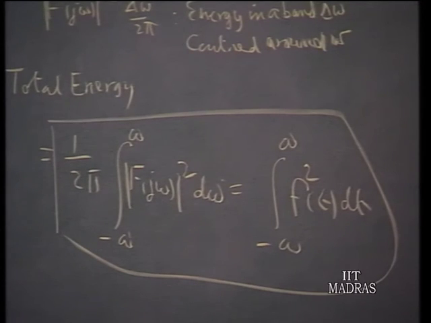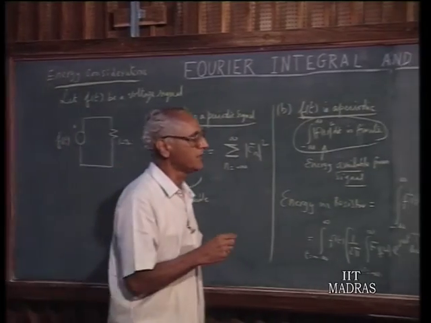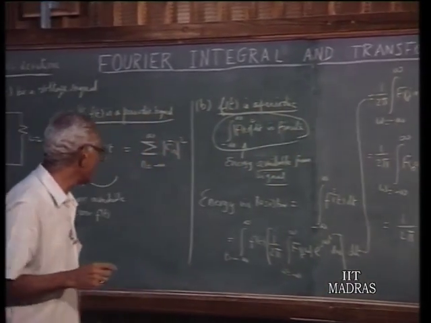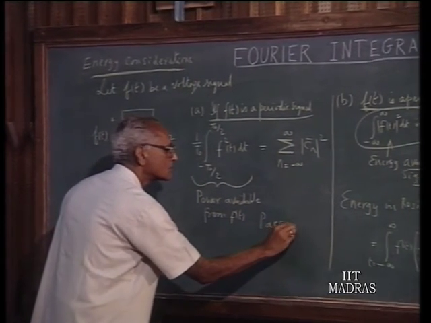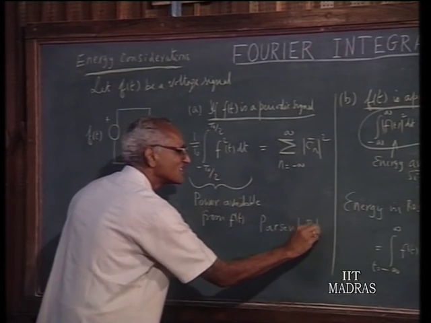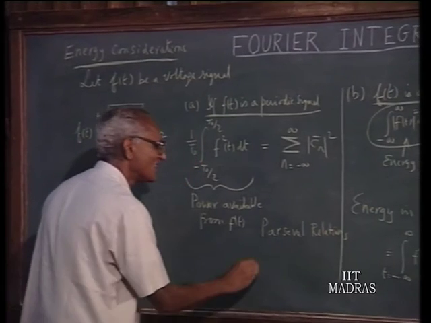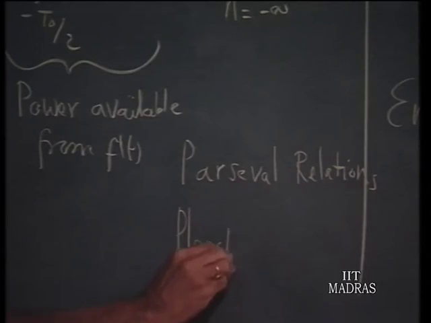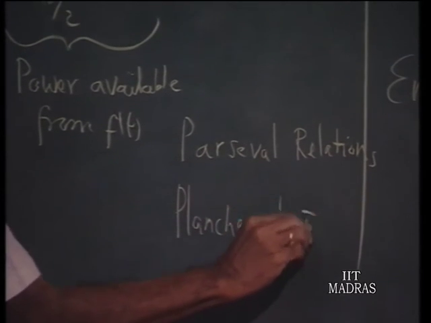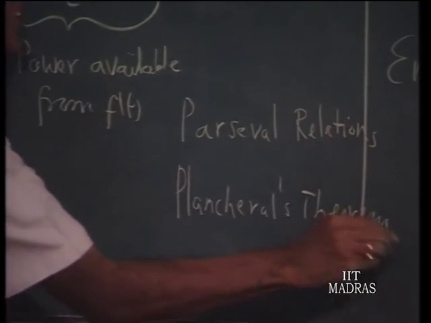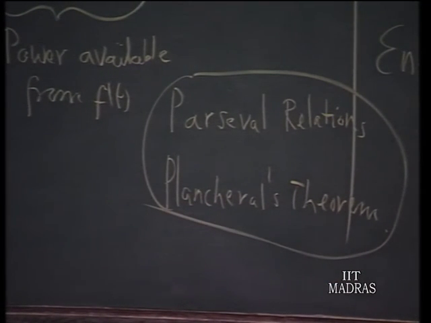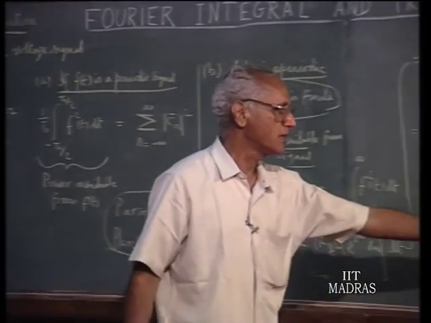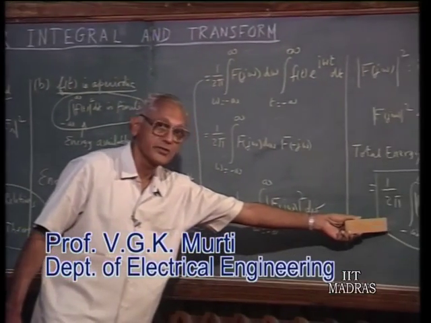These relations, the relation for the periodic case and this relation for the aperiodic case, are usually referred to as Parseval's relations. It is also occasionally referred to as Plancherel's theorem, particularly in the case of the aperiodic case. So, the Parseval relation in the case of a periodic signal is in terms of the Fourier coefficients. In the case of an aperiodic signal, it is in terms of an integral involving the energy density, magnitude F of j omega squared, d omega.